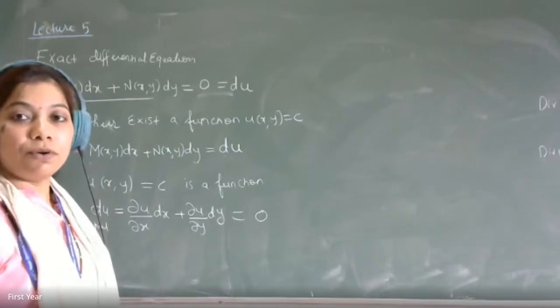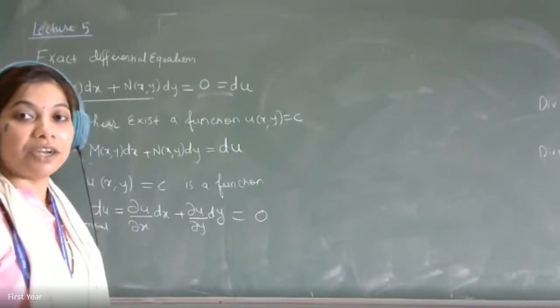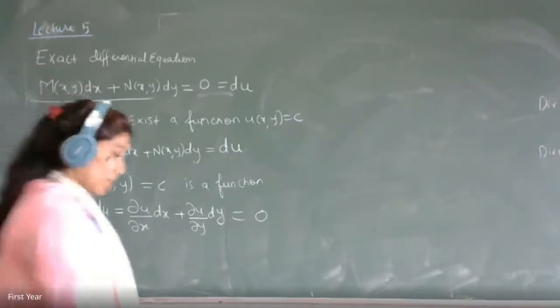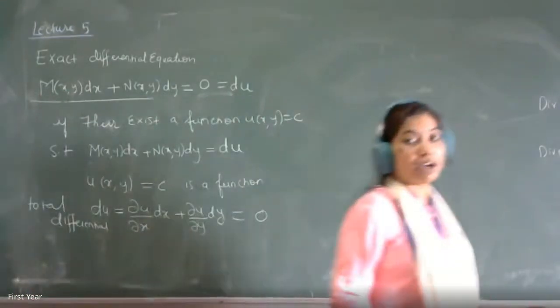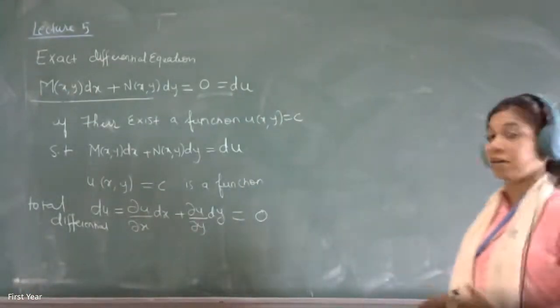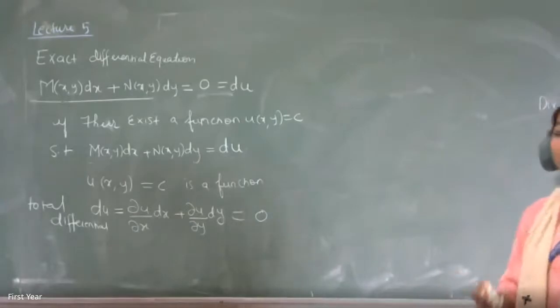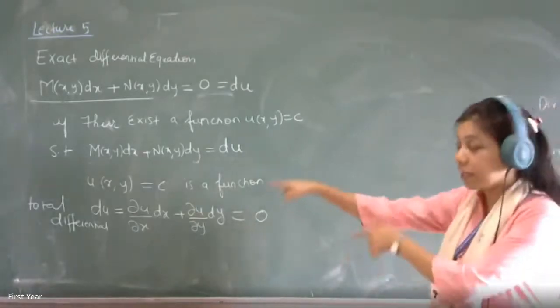So now what will we do? How do we identify whether it is exact? Very good, this is the way. Again, you are coming back to the normal track now. You are thinking, how do we identify whether it is exact? That is called the necessary condition. We will come to that.